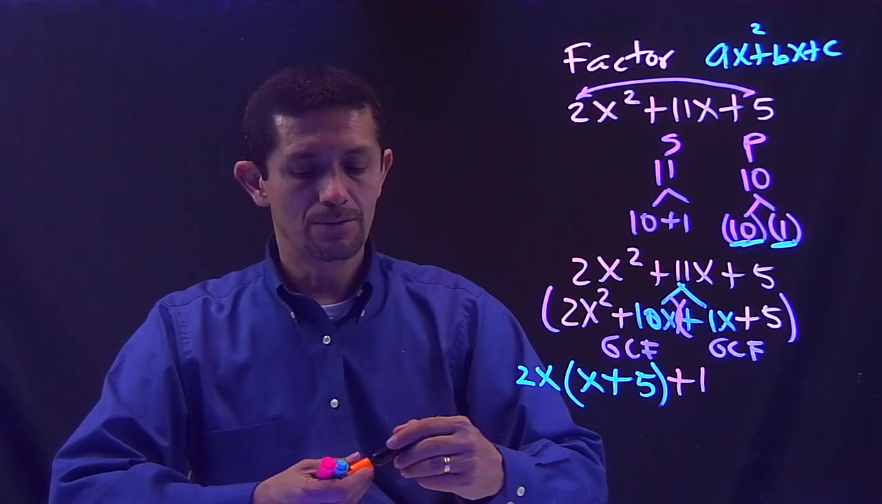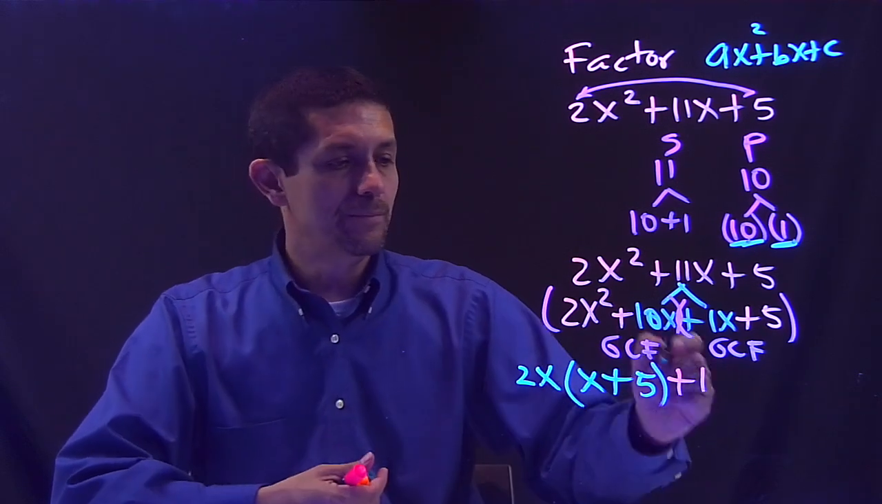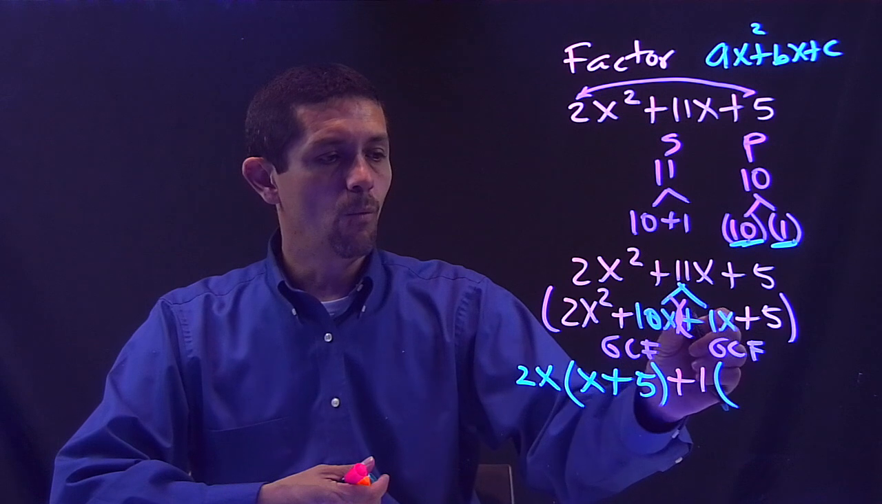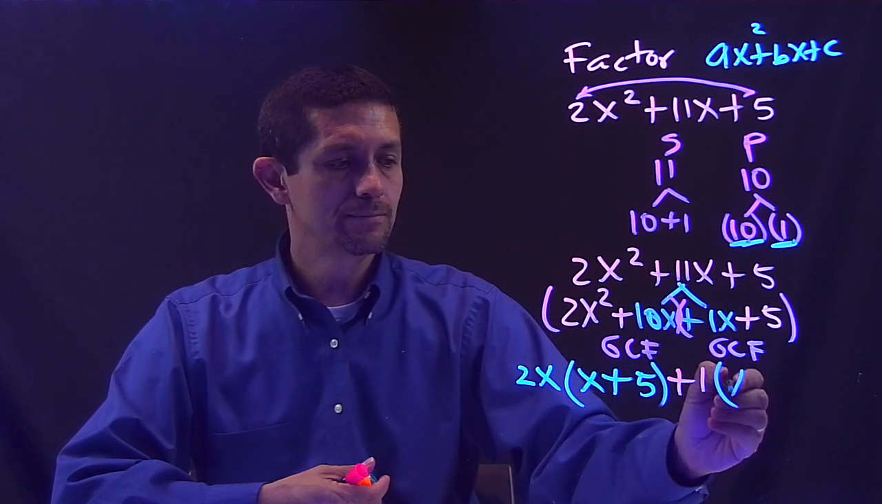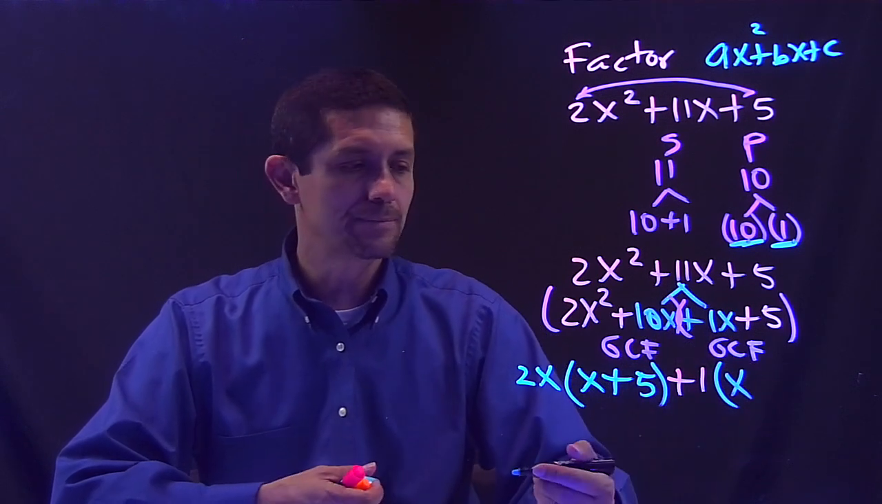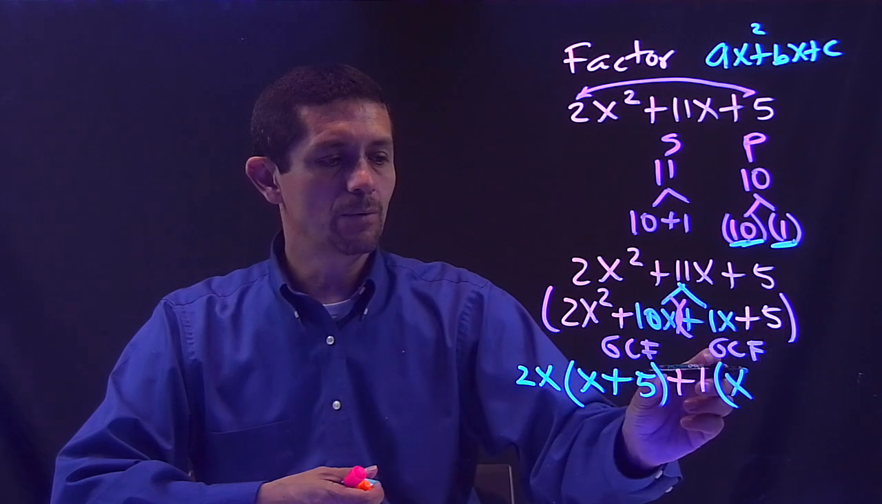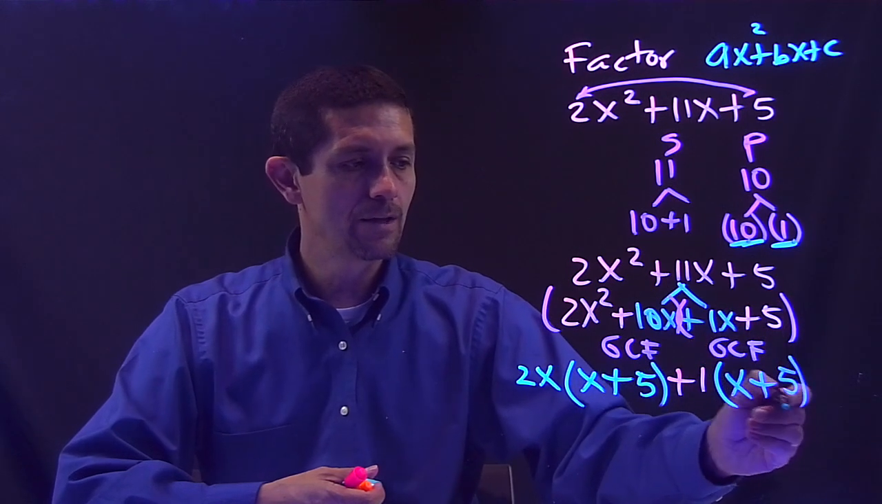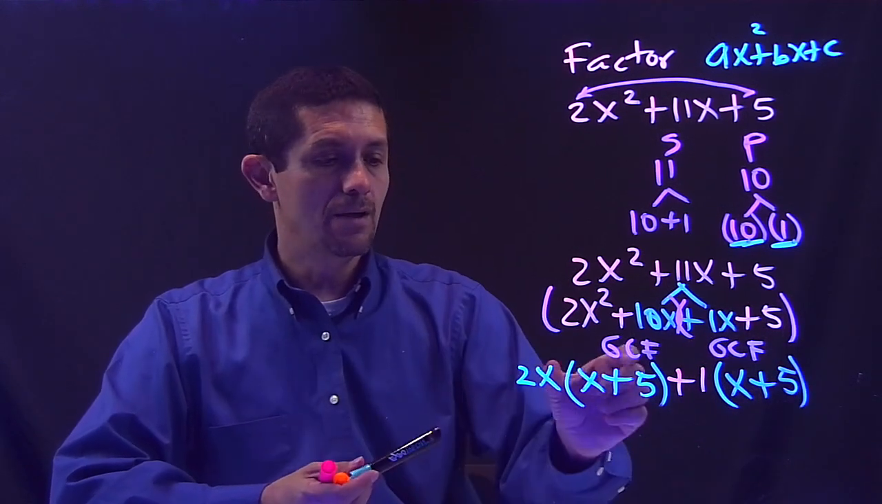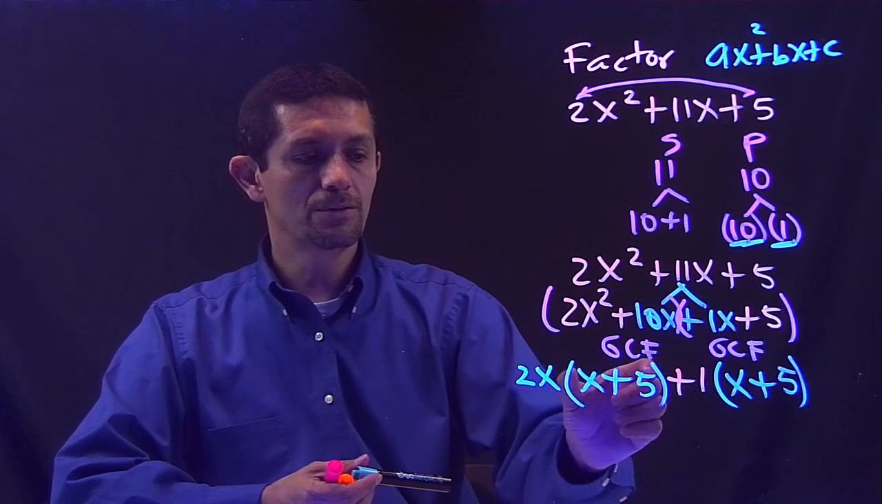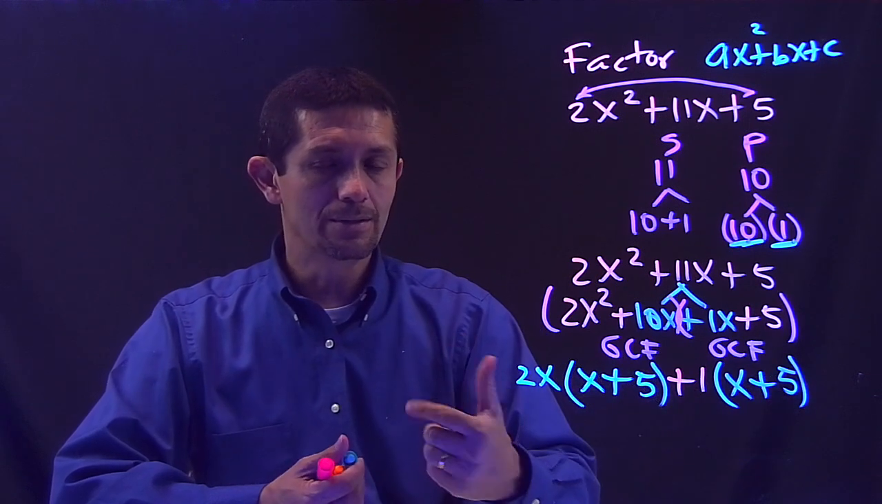So let's divide. So let's keep going with blue. 1x divided by 1 is 1x or x. 5 divided by 1 is 5. So now look at this. Parentheses are the same, therefore we're doing it right.